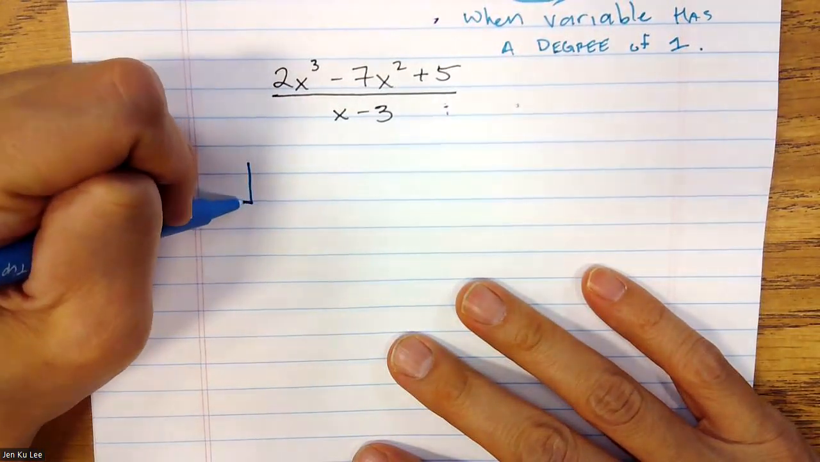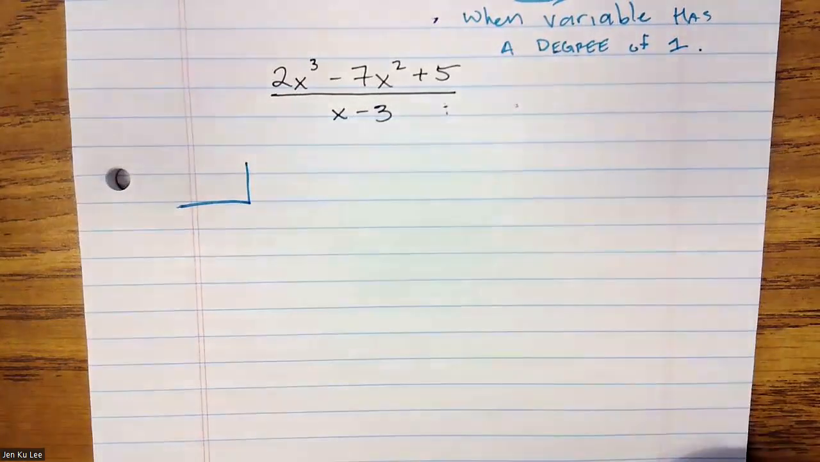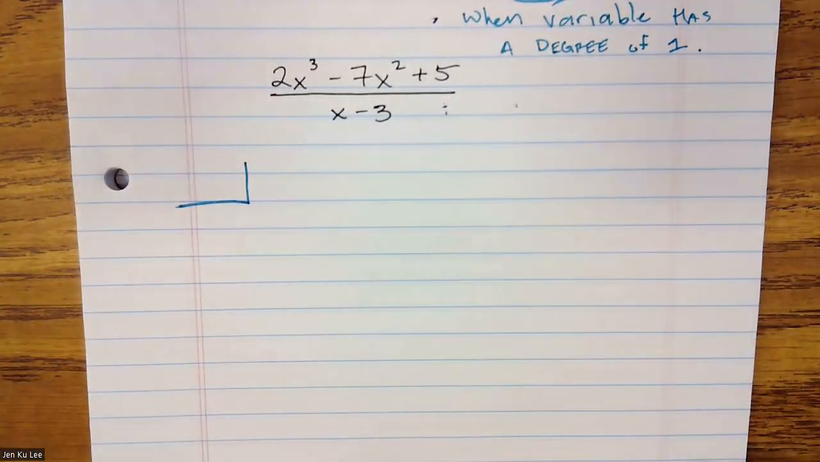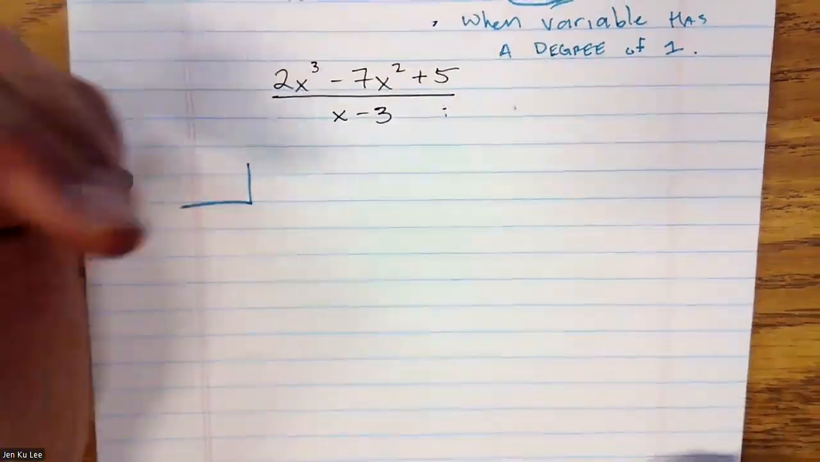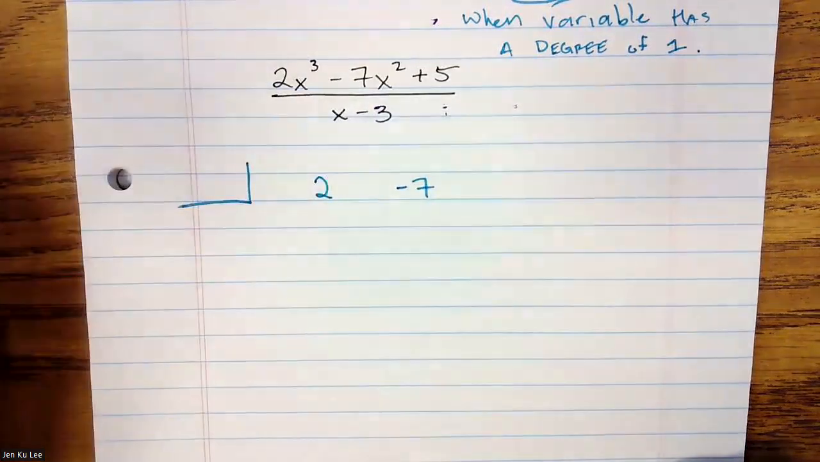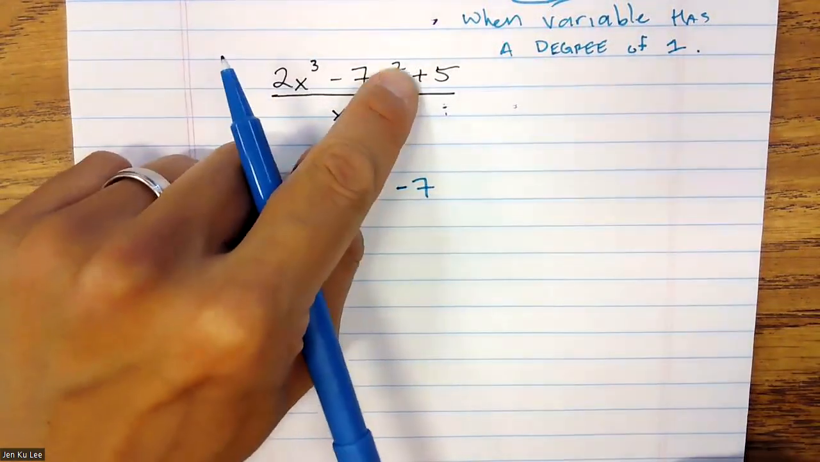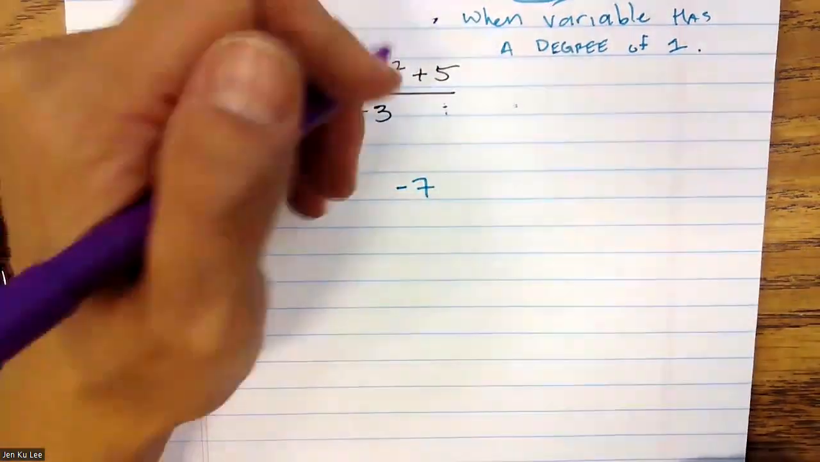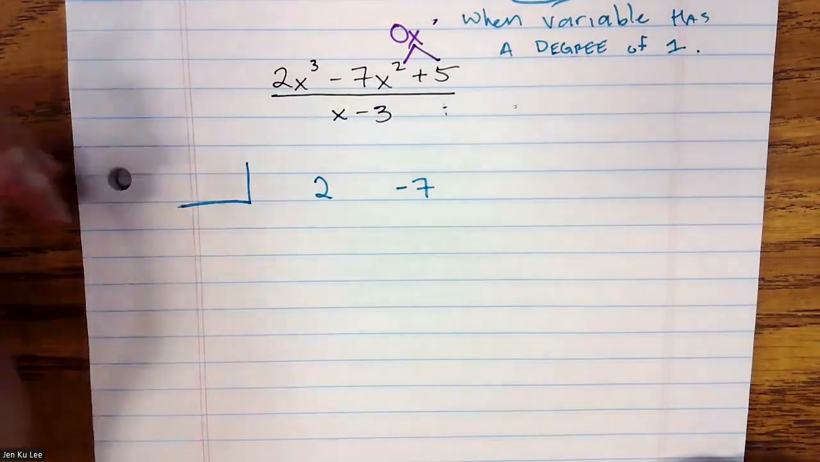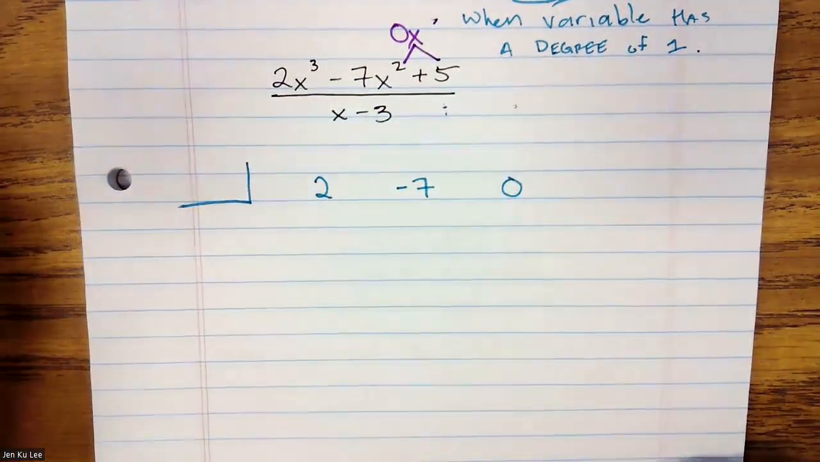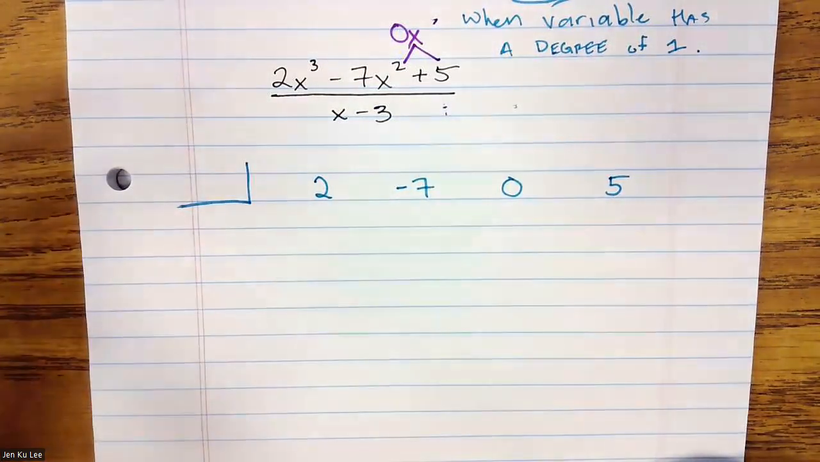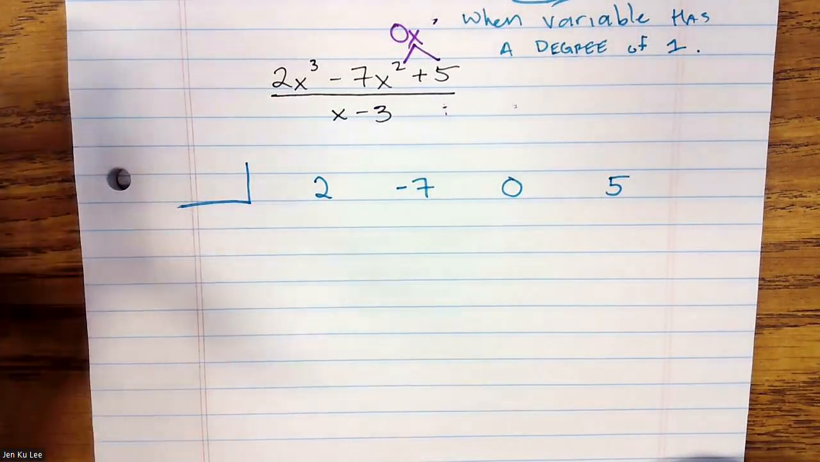We're going to set up this little box, and we're going to get all the coefficients of the numerator. So that's a 2, negative 7, wait, x cubed, x squared. I need a filler between these because I don't have an x, so 0x. I have to put that filler in there, get that coefficient, and get the constant. We're just making a row of all the coefficients.